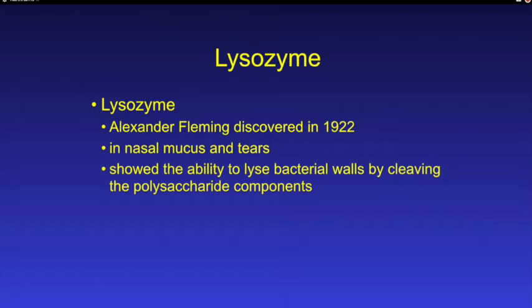Lysozyme, discovered in 1922, was actually kind of an accident. We now know lysozyme is found in nasal mucus and tears. Alexander Fleming was working with bacteria and, unfortunately or fortunately, sneezed during some experiments and discovered that in some of his samples the bacteria died, and he didn't quite understand why. After a long discovery process, he found that it was particularly the enzyme lysozyme in what he sneezed out that destroyed the bacterial cell wall, which then destroyed the bacteria.